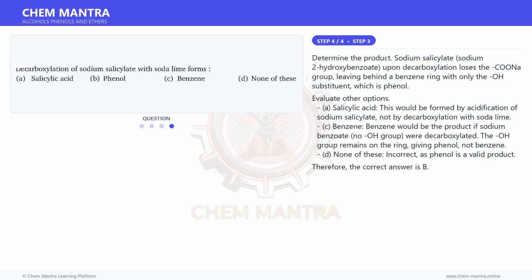A. Salicylic acid. This would be formed by acidification of sodium salicylate, not by decarboxylation with soda lime. C. Benzene. Benzene would be the product if sodium benzoate, with no OH group, were decarboxylated. The OH group remains on the ring, giving phenol, not benzene.